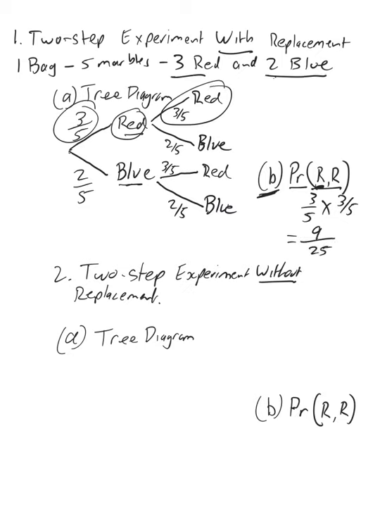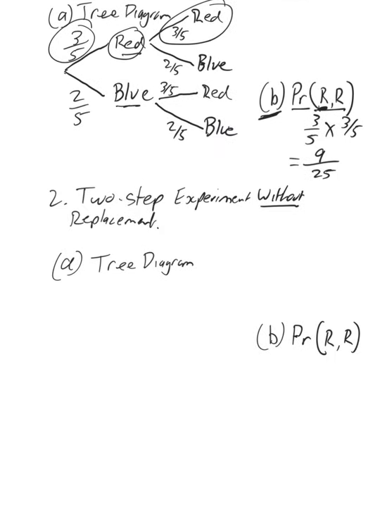Okay, now let's contrast that completely with the two-step experiment without replacement. The first step is going to be exactly the same on the tree diagram. So we have a red here, or a blue marble here, and the probability of getting red is 3 out of 5, and the probability of getting a blue is 2 out of 5. Now here's where it is different.